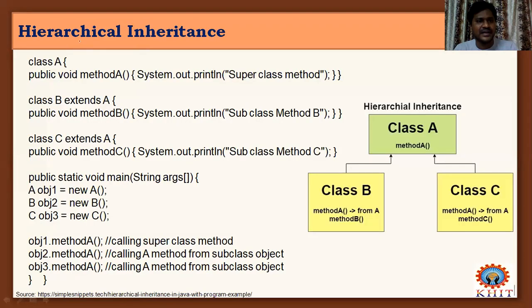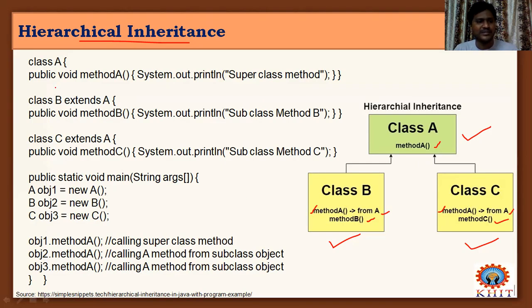Next one, hierarchical inheritance. Coming to the diagram, hierarchical means level by level. Here, one superclass's properties are extended by two subclasses, class B and class C. Class A contains method A, class B contains local method B and is allowed to access method A from class A. And class C is a child class to parent class A, so it can access method A of parent class A and has local method C.